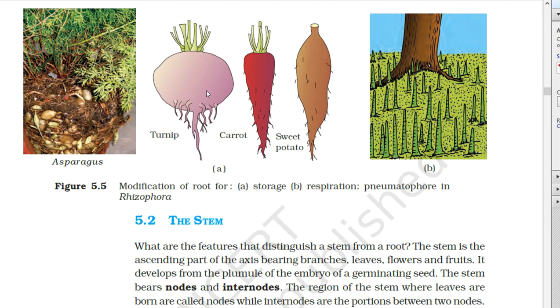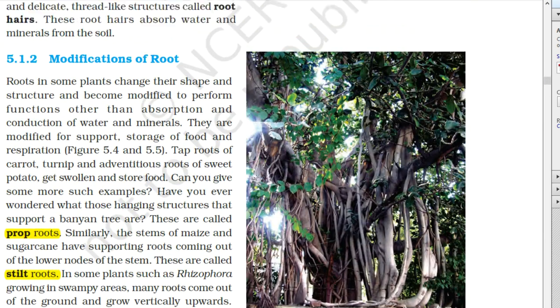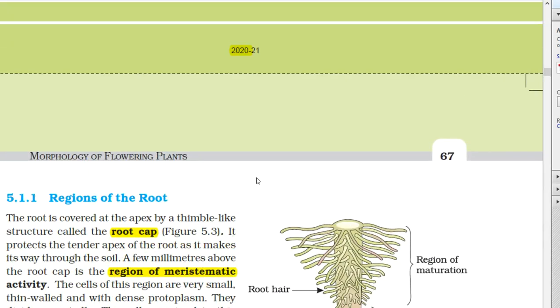Here you are learning about turnip. Turnip comes under what is the form here? It's napiform. Asparagus is nodulose. And these are the pneumatophores. This is sweet potato, so this is the tuberous. And this is conical form. Okay, so these are the modifications. Under the modifications column, NCERT is giving this much detail.